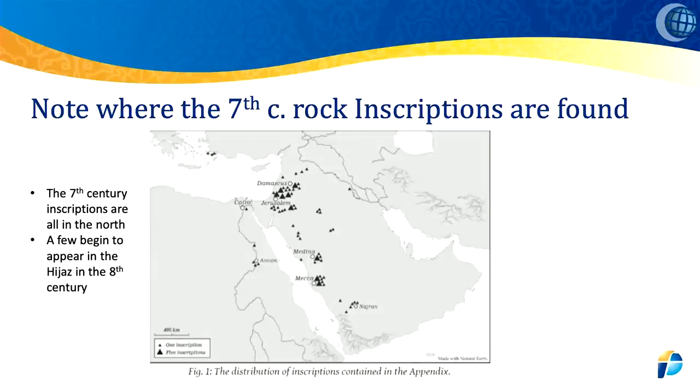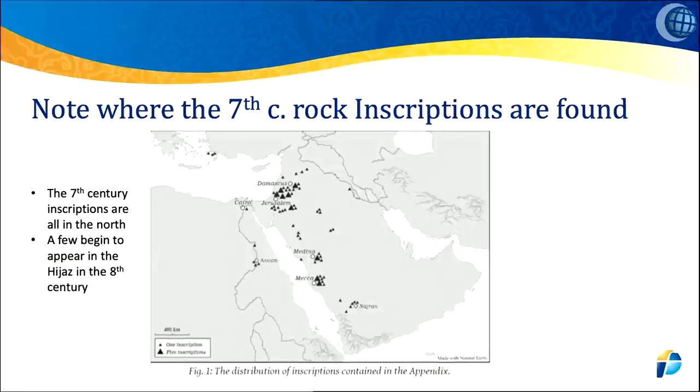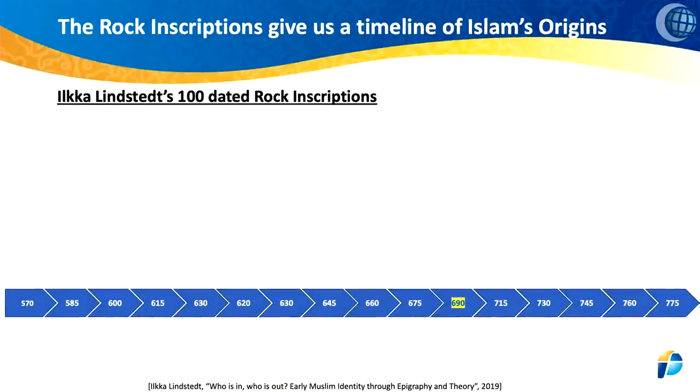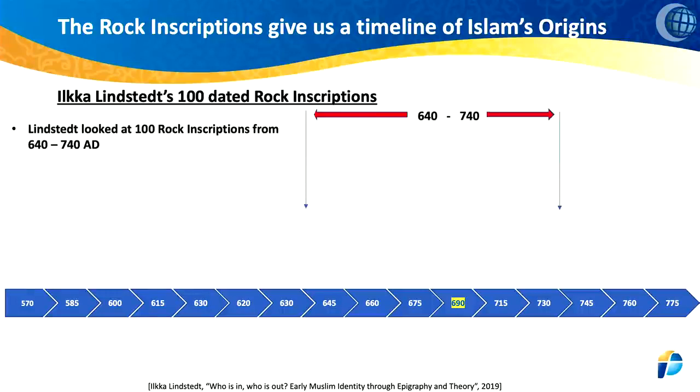And it's these rock inscriptions that you have this man here, Ilka Lindstad, who did his doctoral thesis on, looking at 100 years of rock inscriptions. What he was looking at was primarily from 640 to 740, that 100-year period. Well, 640 is about the time when, if Muhammad had been living, it would have been about the time that he died.